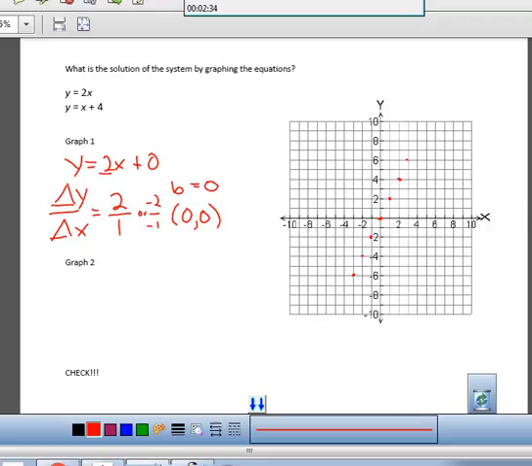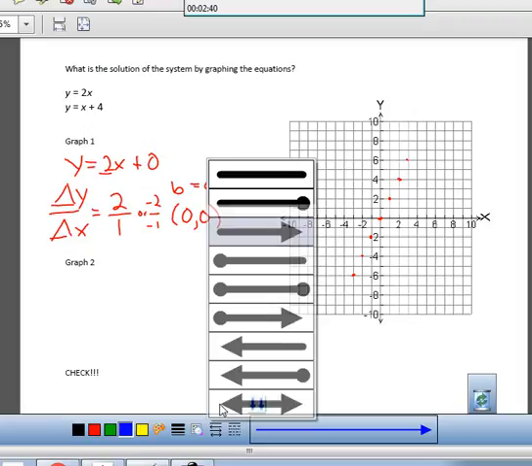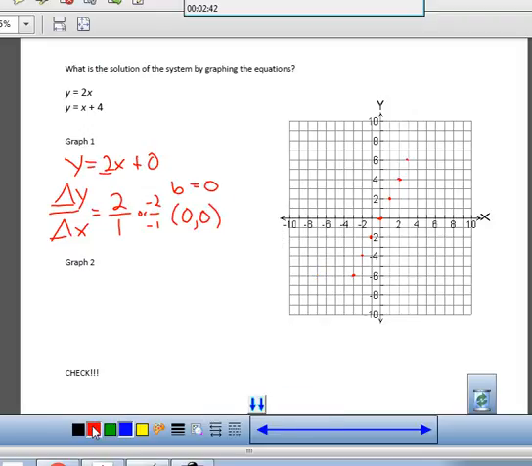All right, and we've got enough dots, so I can go ahead and connect the dots with my nice straight line, and there we go. So there's one line. Graph 2 is going to be the other equation. Graph 2 is y equals x plus 4.